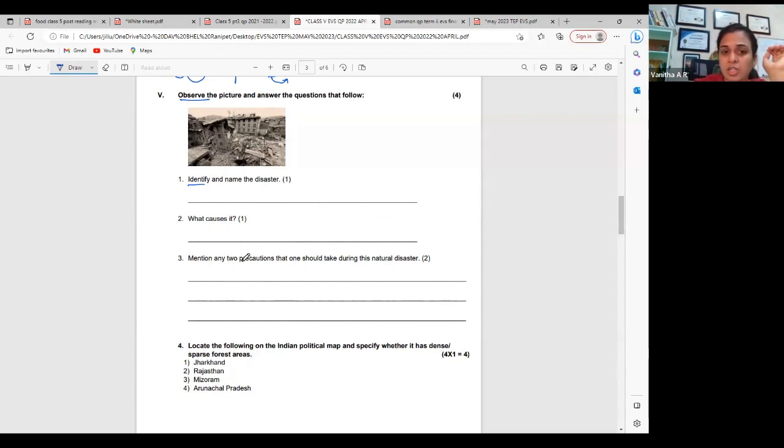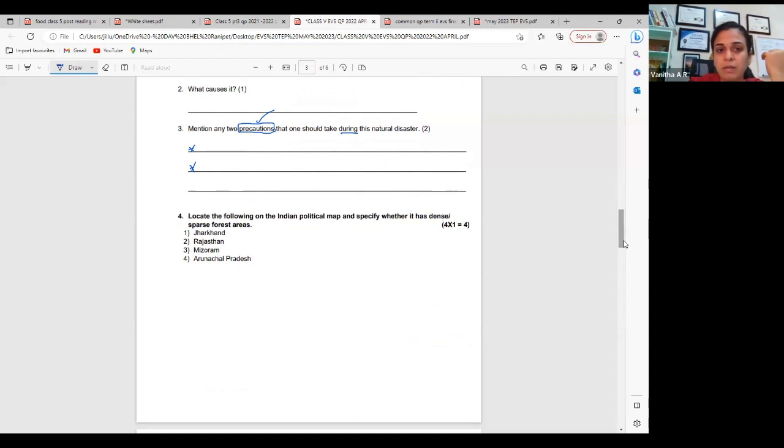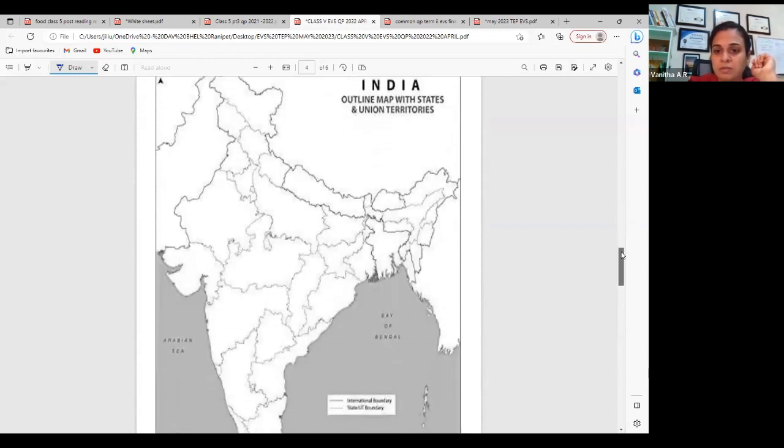And then mention any 2 precautions. Again, please remember such words, precautions. Even this could be there for class 3, or class 4 or class 5. So mention any 2 precautions that one should take during this natural disaster. I think we have given lines here for the child to write precautions. And then there goes the map. If you see, locate the following on the Indian political map. So locating is half a mark, and then specify whether it has a dense or sparse forest area. Again, this goes with the lesson. So half plus half will be awarded and the map will be given along with the question paper itself.